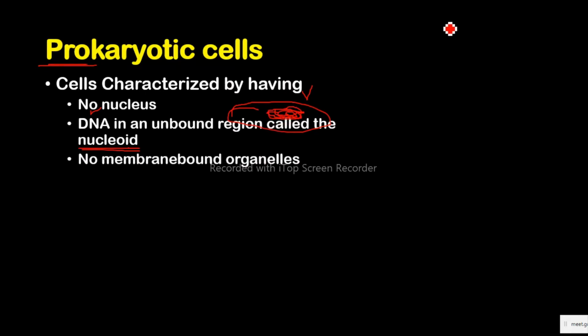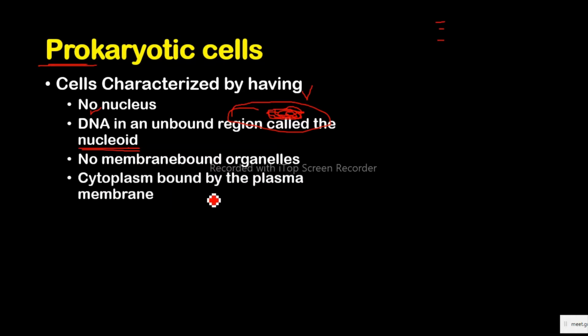No membrane-bound organelles. For instance, you cannot find a mitochondrion, a chloroplast, or a nucleus. So don't expect these double membrane-bound organelles in prokaryotic cells. Why? Because of the way they are formed. We shall study the endosymbiotic theory, and you'll be able to see that they cannot have these double membrane-bound organelles.